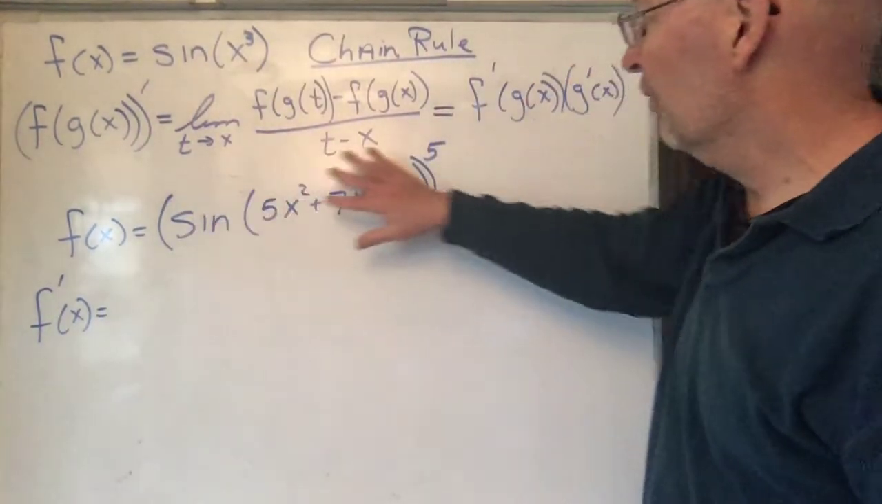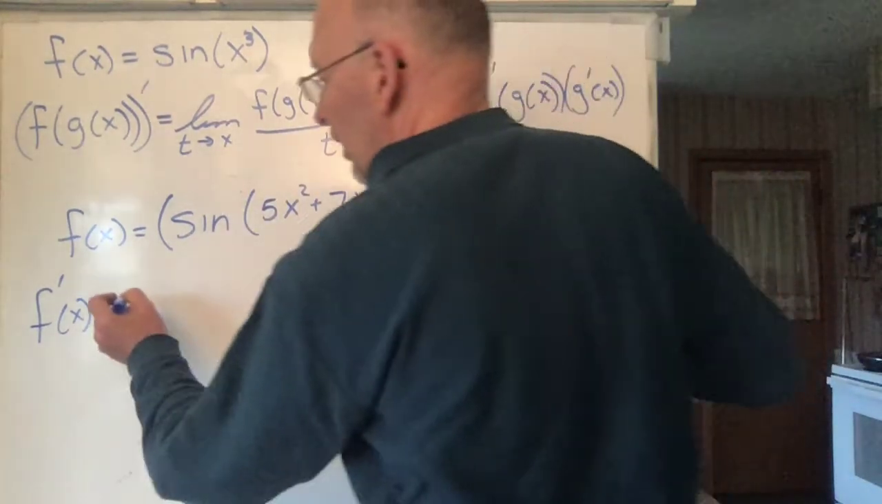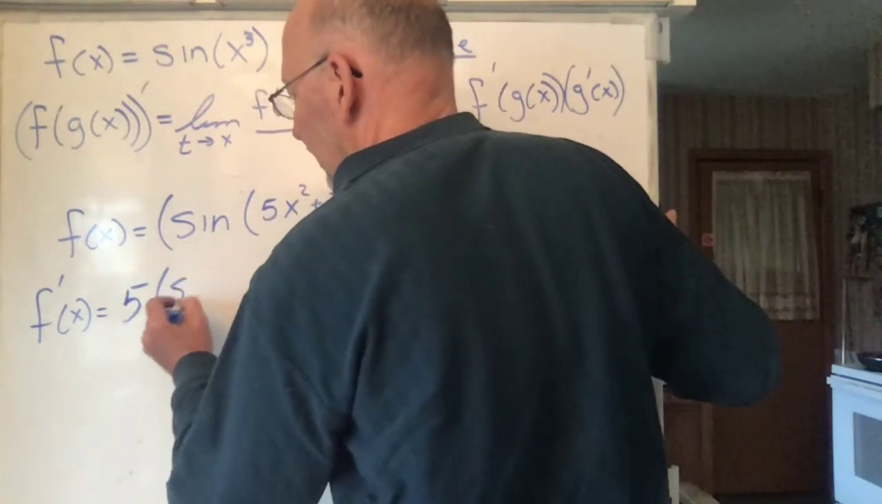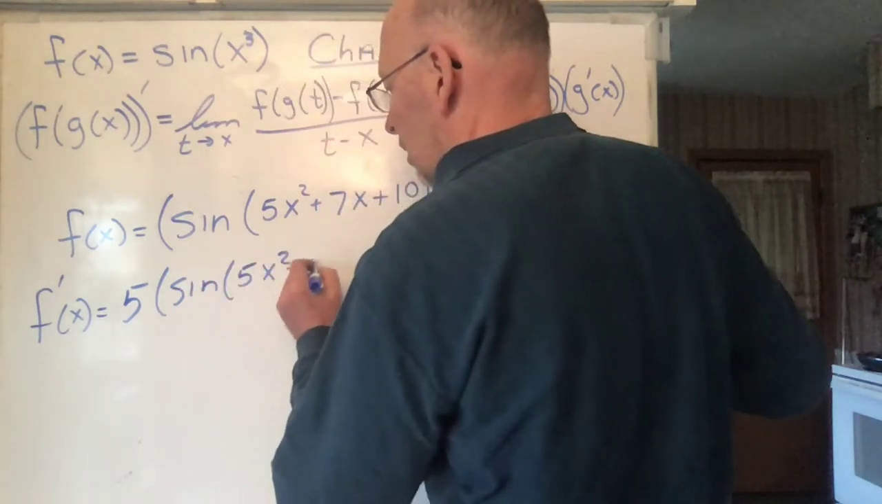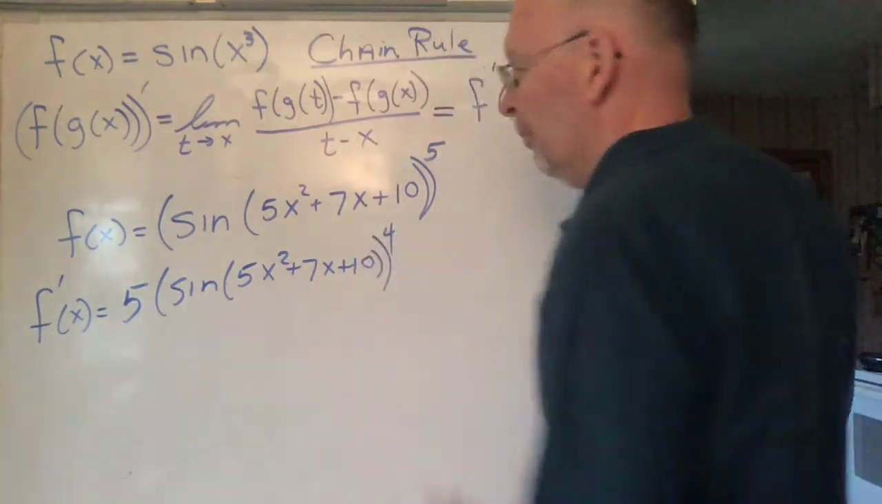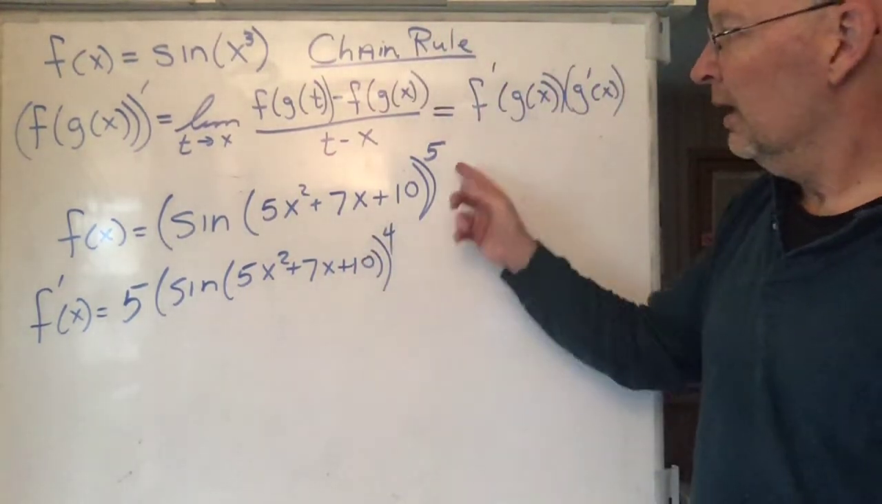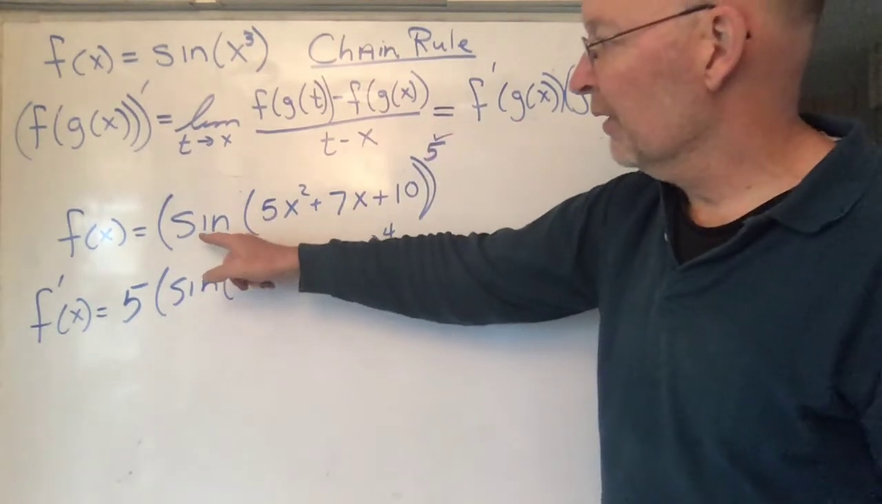You have something to the fifth power. What's the derivative of anything to the fifth power? It's going to be 5 times that thing, don't change it, all that to the fourth power. Now I took care of this one. Now I multiply by the derivative of the thing inside.